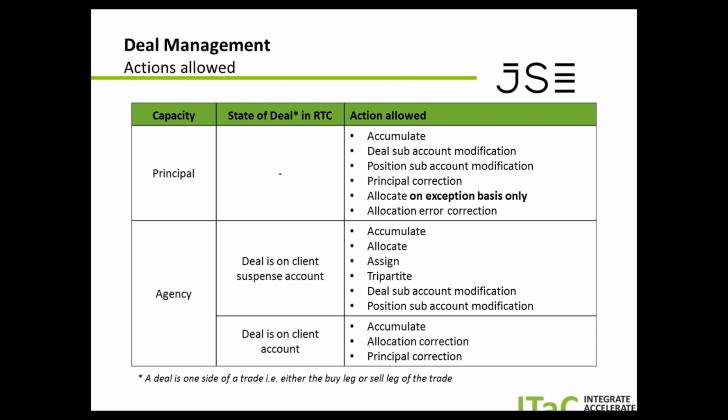Agency, if the deal is already sitting on the client suspense account, which is a house account, you can accumulate it there, you can allocate it, you can assign, you can tripartite it, you can do deal sub-account modification, and you can do post sub-account modification as well. If the deal is already on the client account, it's been received on the client account from the trading engine, or it's been allocated there, you can only do accumulate, an allocation correction because you put it on the wrong client, or a principal correction.